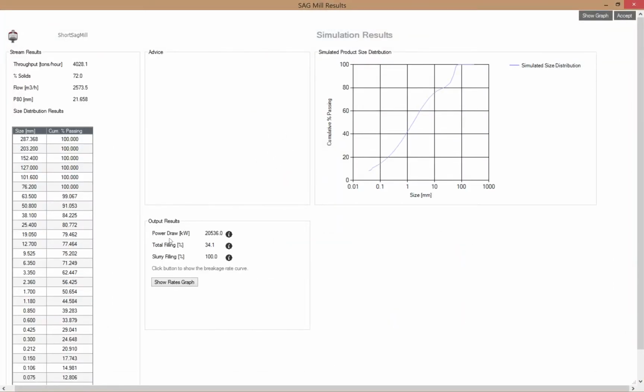So let's have a look. Our power draw is below the maximum. Our filling is higher. The reason for that is that we have reduced the mill speed. And then we have a slurry filling of 100%, which is quite a good number. If you wonder why the power draw has gone down when the mill feed has actually increased, the reason for that is that the mill speed has gone down, and the mill speed affects the power draw.